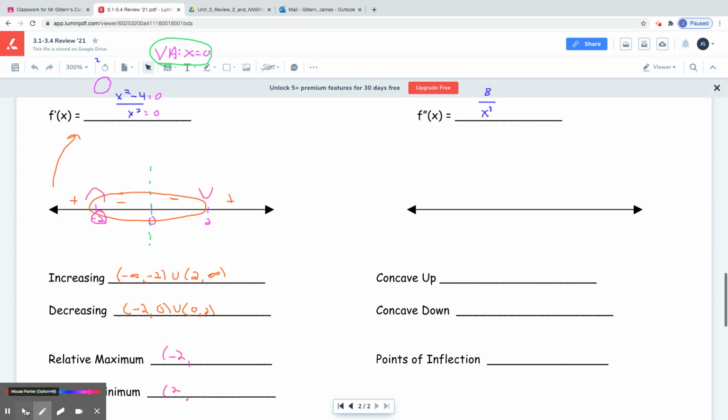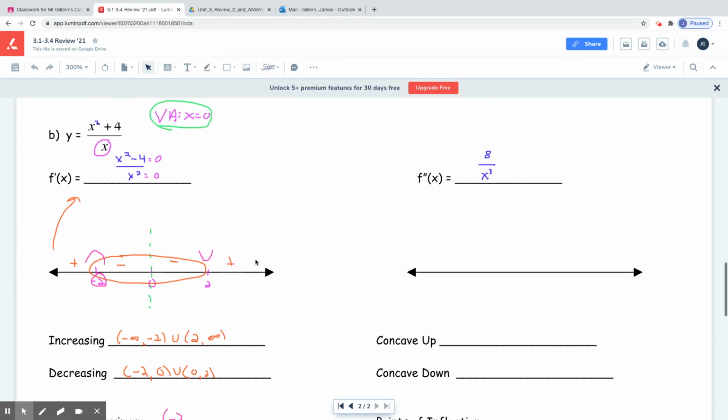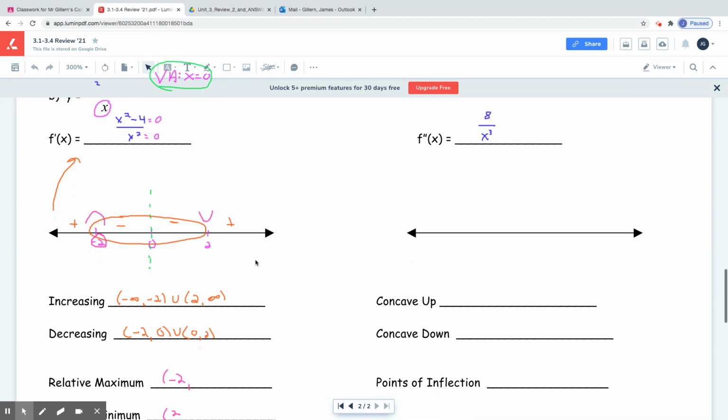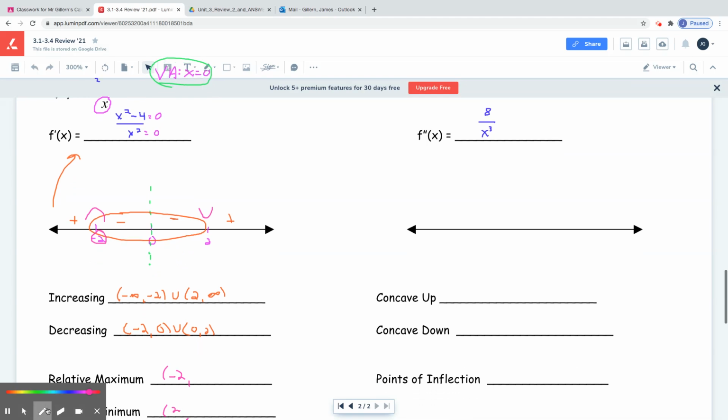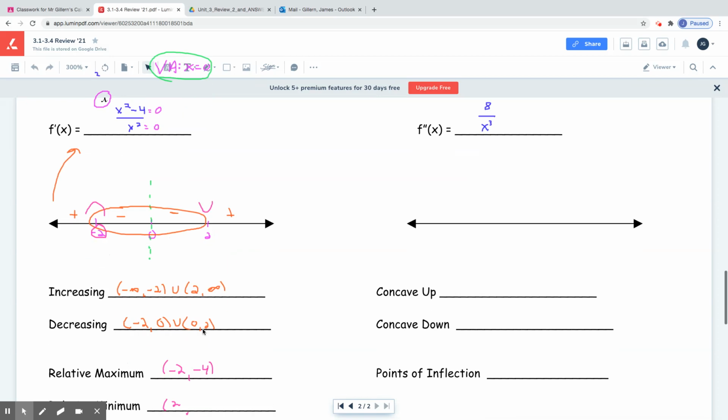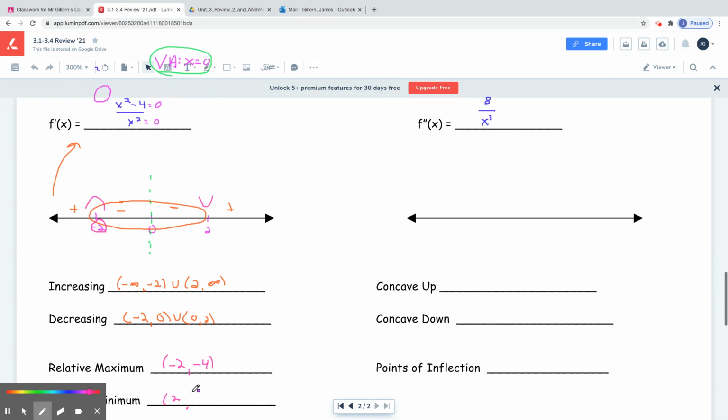All right, so the original was x squared plus 4 over x. So if I plug in negative 2, I get 4 plus 4, which is 8. 8 over negative 2 is negative 4. When I plug in positive 2, 2 squared is 4. 4 plus 4 is 8. 8 over 2 is a positive 4. So I got those by plugging back into the original.